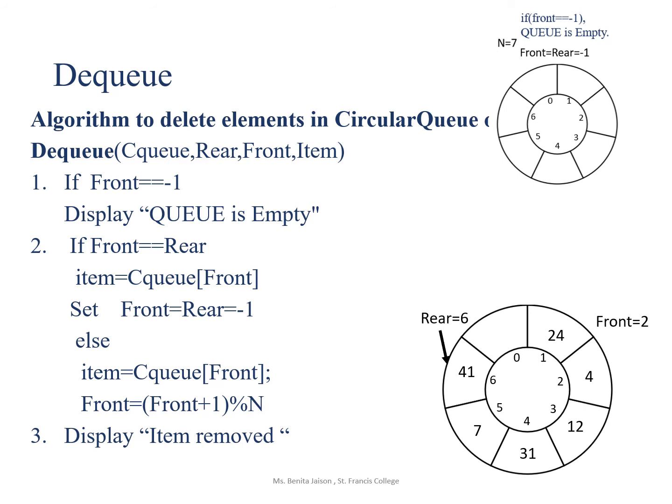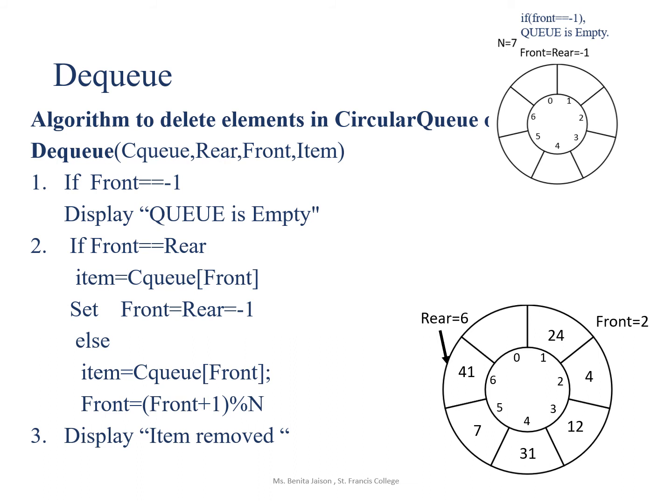Now we will see how to dequeue or delete elements from a circular queue. To delete elements from a circular queue, the first condition to be checked is whether elements are present in the queue. The condition to be checked is: if front is equal to -1, that means the queue is empty. In the example which we had considered before, when the queue is initialized, both the front and the rear pointer are initialized to -1. If the front pointer is equal to -1, that means the queue is empty.